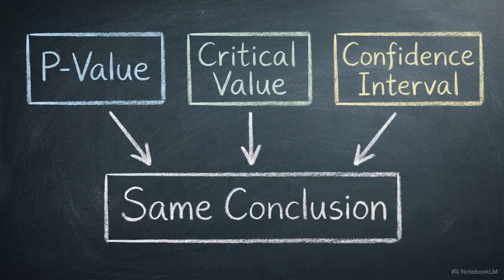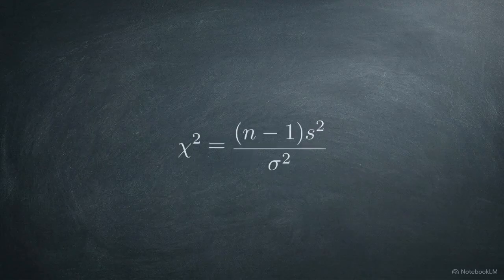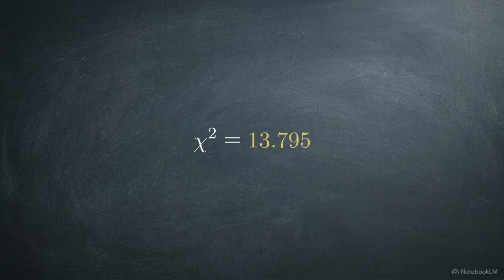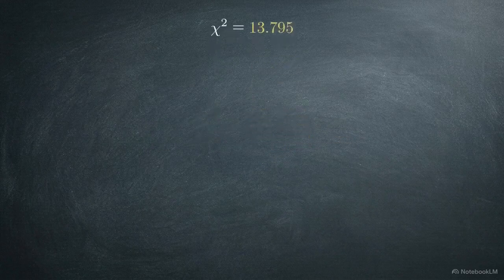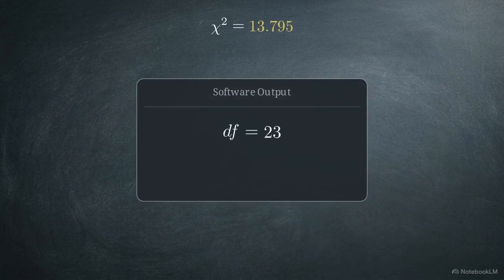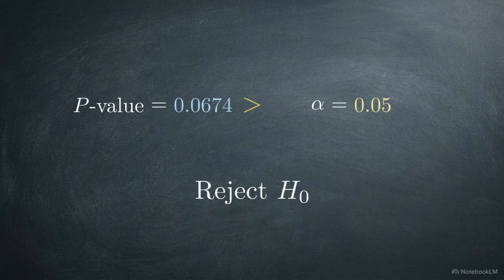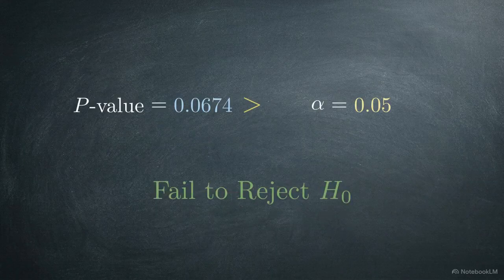When testing claims about variance, the p-value, critical value, and confidence interval methods are mathematically equivalent. They will always yield the same conclusion. Processing the raw numbers through our test statistic formula yields a final chi-square value of 13.795. Executing method 1, we run that test statistic through software using 23 degrees of freedom. This gives us a p-value of 0.0674. We compare that p-value to our 0.05 alpha level. Because 0.0674 is larger, we fail to reject the null hypothesis.